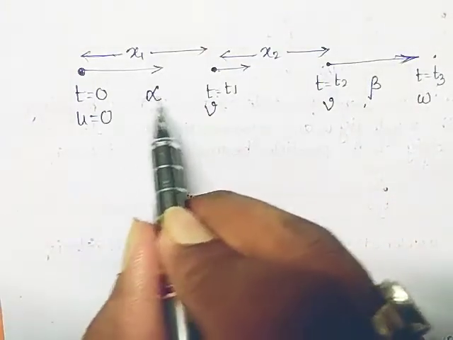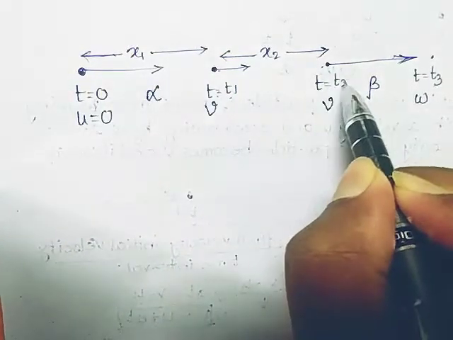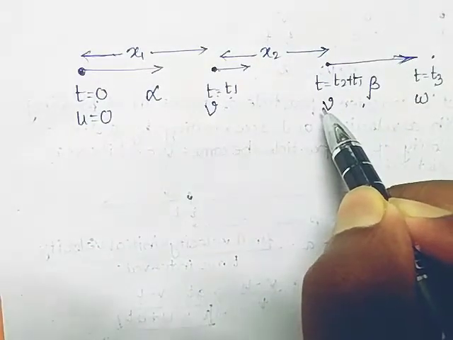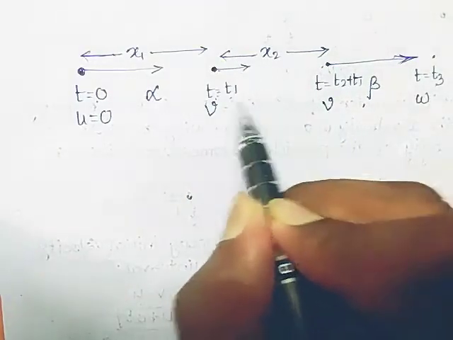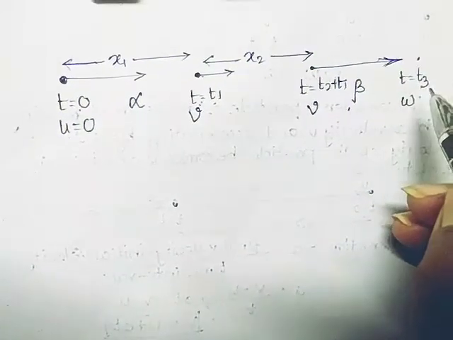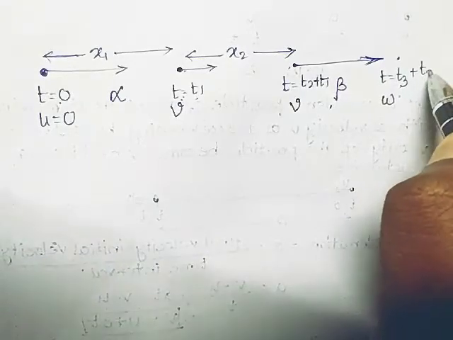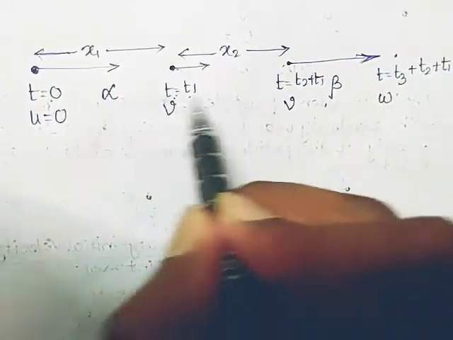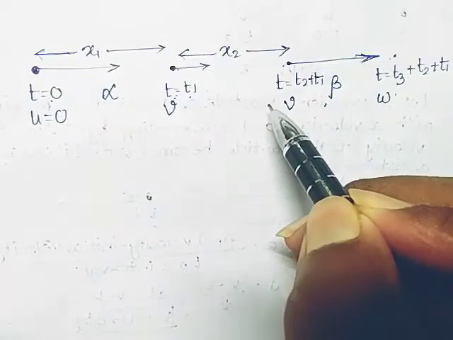So if I try to calculate the time, 0 is here, t1 is here. When it is t2, then the total time with respect to here, we can say is t2 plus t1. So in covering this x2 path, it takes the time t2. And when it reaches here, at that time it takes the time t2 plus t1. So in reaching from this point to this point, it takes the time t3.